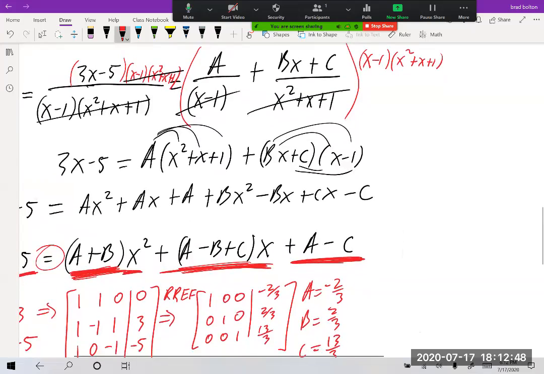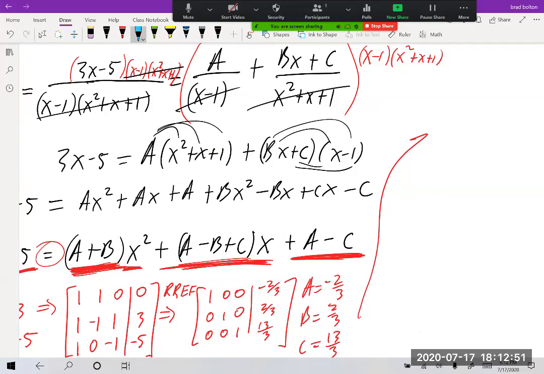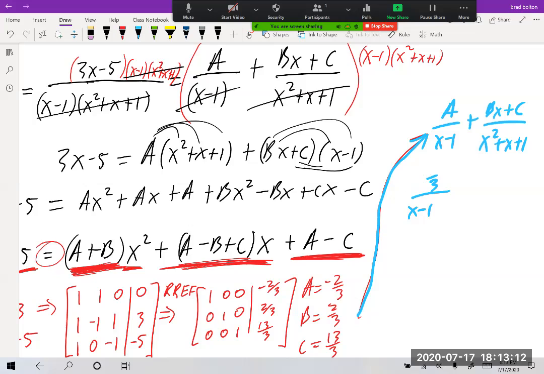So now we got to come over here and write our partial fraction decomposition. So we have A over x minus 1 plus bx plus c all over x squared plus x plus 1. So here we go. A is worth negative 2/3 over x minus 1, so this equals negative 2/3 over x minus 1 plus bx, so this would be 2/3 x plus c, which is 13/3, all over x squared plus x plus 1.